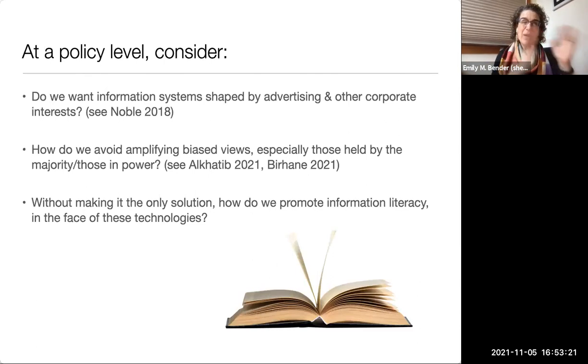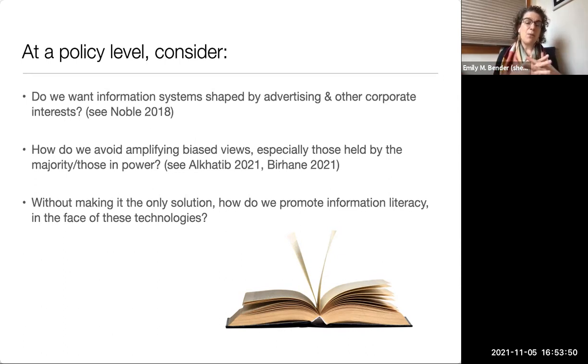All right, we can also think about this in policy terms, and I think we need to. We need to think about what we want to do as a society in terms of how information systems are shaped. Right now, we live in a moment where they're shaped by advertising and other corporate interests. And I think we need to get back to a situation where information systems are shaped by the public interest. And here again, I refer you to Dr. Sophia Noble's book, which is very much about this.